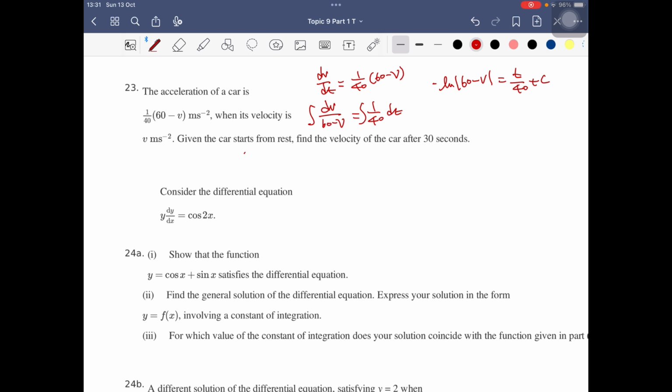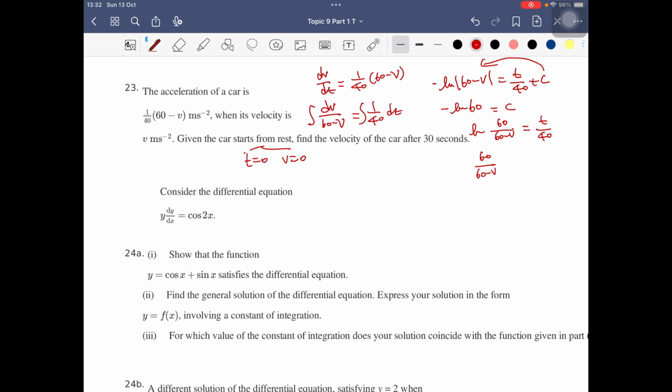So from rest, which means that when t is 0, v is 0. So when t equals 0, v is 0, negative ln 60 is c. So now we know c is negative ln 60. Then ln 60 minus ln 60 minus v, which is ln 60 over 60 minus v, becomes t over 40.